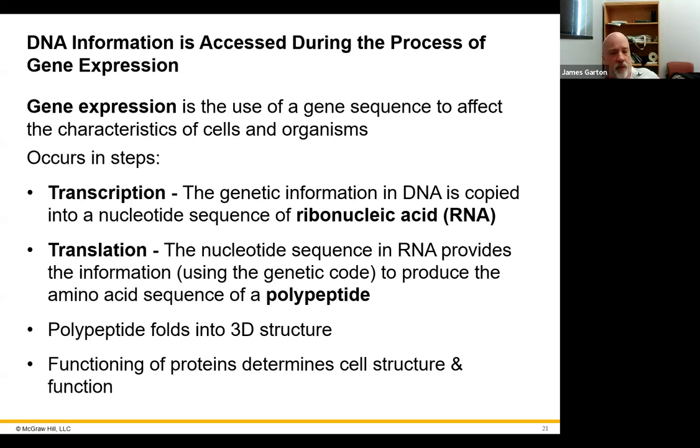And in the case of a eukaryotic organism, that RNA, which is made in the nucleus, exits the nucleus and goes out into the cytoplasm somewhere. And then that RNA sequence is translated into a polypeptide. That polypeptide then folds up. It makes a specific three-dimensional structure. And it's the particular combination of polypeptides that determines cell type, cell shape, cell function, etc.